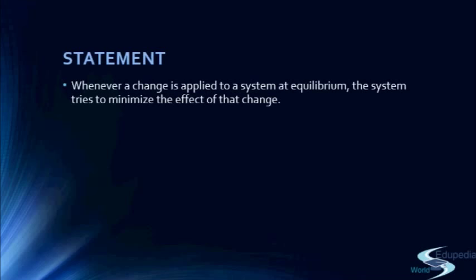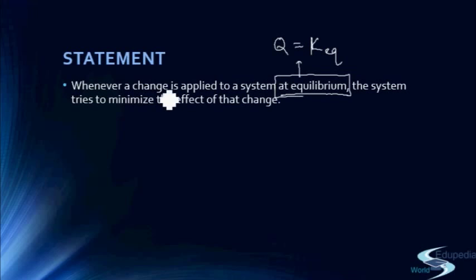So what is the statement of the principle? One of the statements is: whenever a change is applied to a system at equilibrium. The first requisite over here is that your system is already present at equilibrium. That means Q is equal to K equilibrium, that is, the rate of forward reaction is equal to the rate of backward reaction, and the system is at equilibrium.